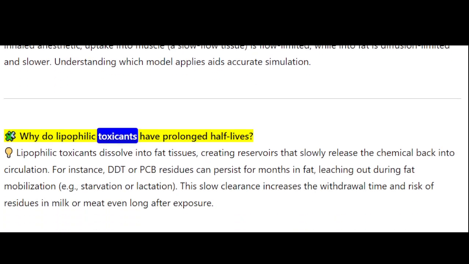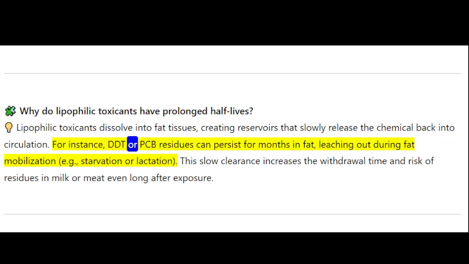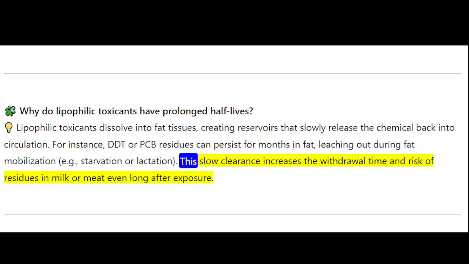Why do lipophilic toxicants have prolonged half-lives? Lipophilic toxicants dissolve into fat tissues, creating reservoirs that slowly release the chemical back into circulation. For instance, DDT or PCB residues can persist for months in fat, leaching out during fat mobilization, for example, starvation or lactation. This slow clearance increases the withdrawal time and risk of residues in milk or meat even long after exposure.